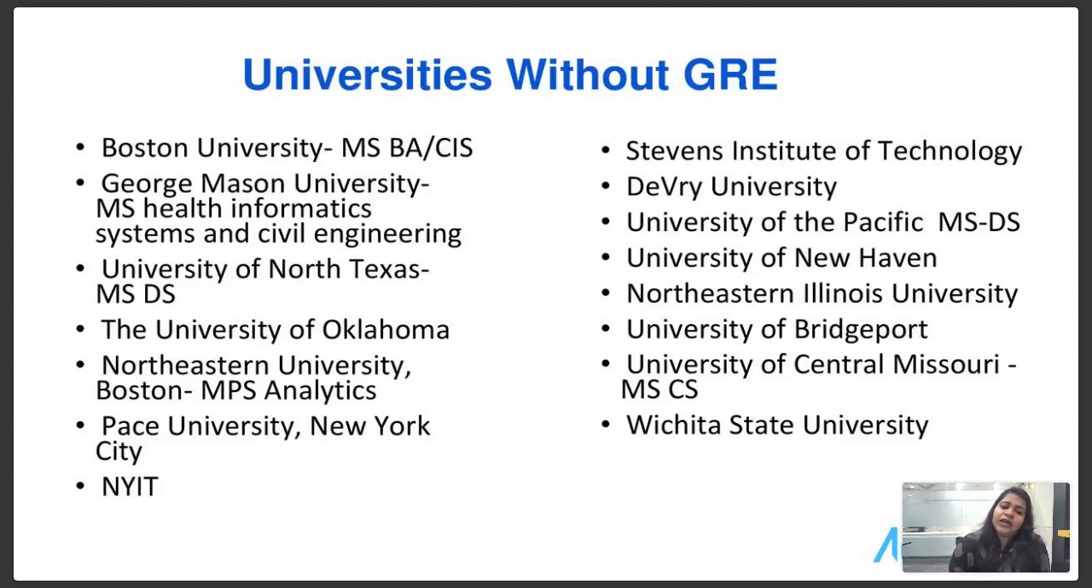University of New Haven, again, majority of the courses do not require a GRE. You have Northeastern Illinois, similar to New Haven, which does not require GRE. University of Bridgeport. University of Central Missouri has a master's in data science, and Wichita State does not require, again, GRE for any of its CS programs. So there are many other universities apart from this list as well, which do not require GRE.